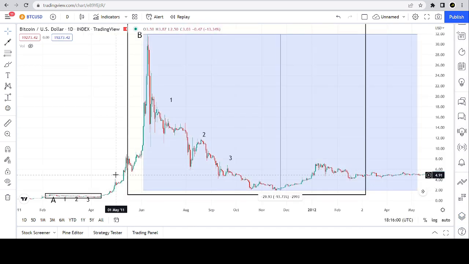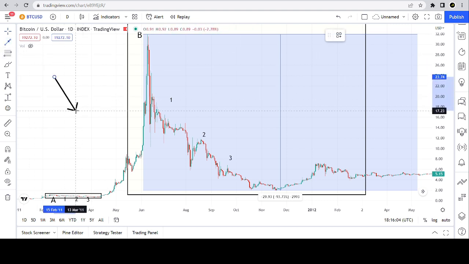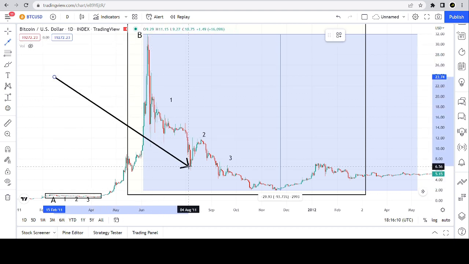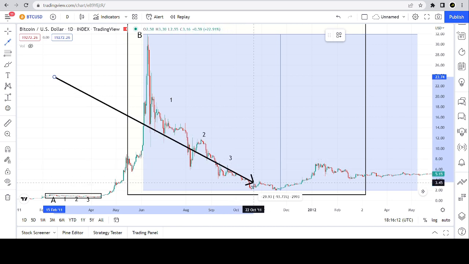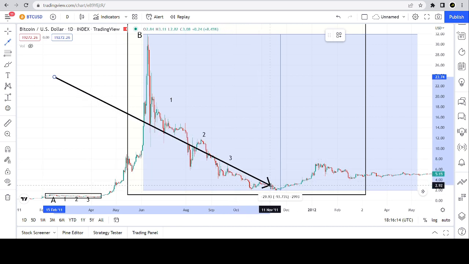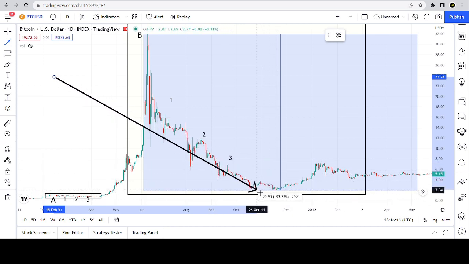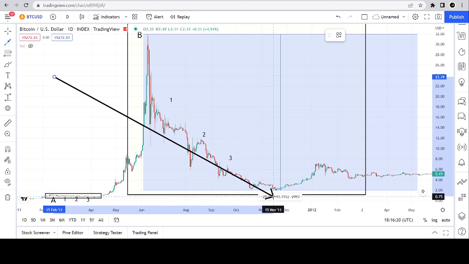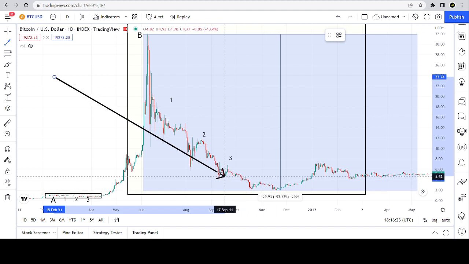Okay, so here is another B pattern corrective structure that took place in Bitcoin in 2011. So it came up, made a peak, and through 3 bounces, it winds its way down to a capitulation point, at which point it bounces. Now this was a whopper of a decline. This declined 93. I have 93.73%.